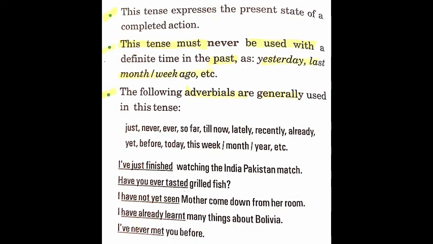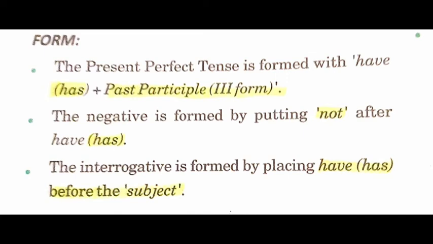Now we need to know the structure of the sentence. Students, the present perfect tense is formed with has, have, and the past participle. That means the third form of the verb. For example, "I have read the book." With I, you're using have plus the third form of the verb. The negative is formed by putting not after the verb have or has. Now I'll explain the negative. "I have not read the book." So you've used not after have.